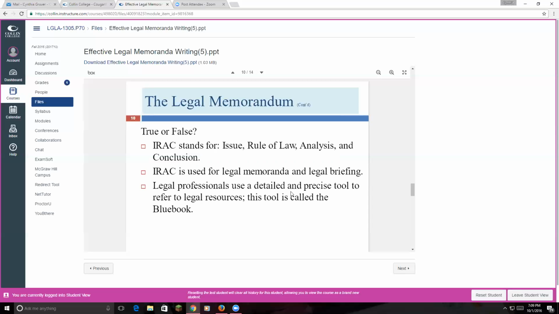Legal professionals use a detailed and precise tool to refer to legal resources. This tool is called the Blue Book. That is correct. Of course, in Texas, we have another book that we need to use too, and that is the Green Book, and that's prepared by the University of Texas Law School. It's used by people whether they went to that law school or not. It's an important additional tool that we have to use in Texas, whether we're practicing in Texas state court or the federal court in Texas.